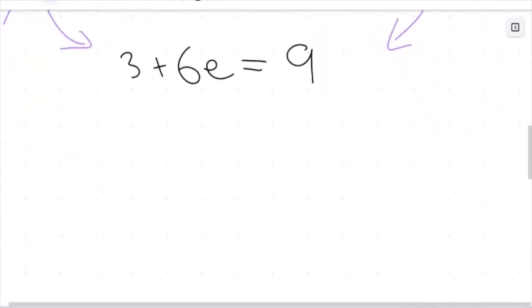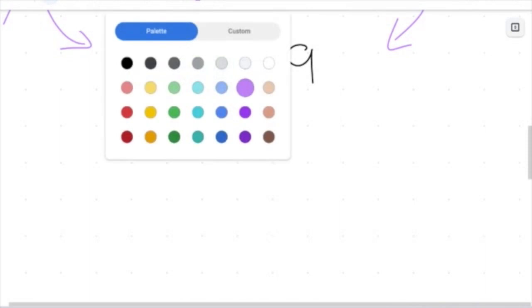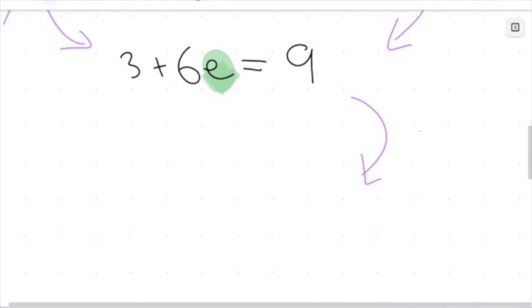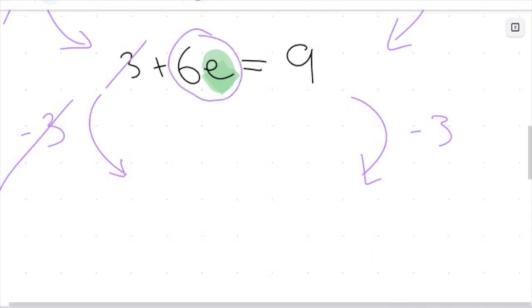Okay, so we're getting a little bit closer. Now, once again, I have e, I've multiplied it by 6 and added 3 to that. So I can find what 6e is by doing the opposite of adding 3, which is subtracting 3 from both sides, because this is going to get rid of that one there. And it's going to give me what 6e is. Because I know when I add 3 to this thing 6e, I get 9. So 6e must be the difference between 9 and 3.